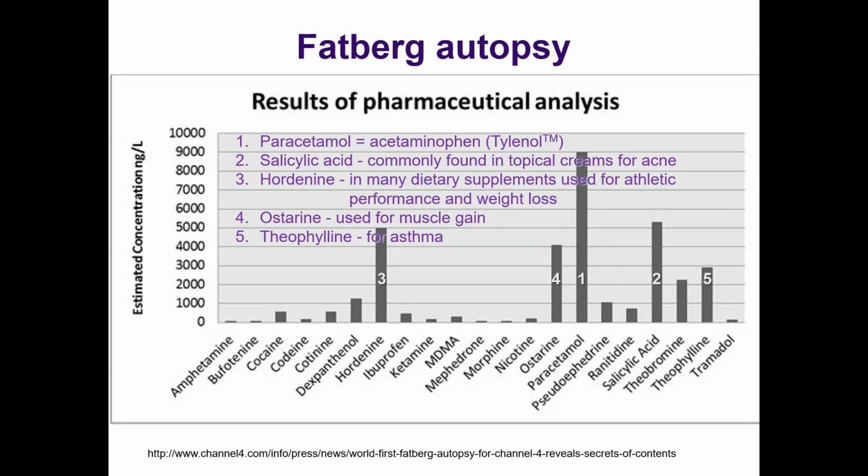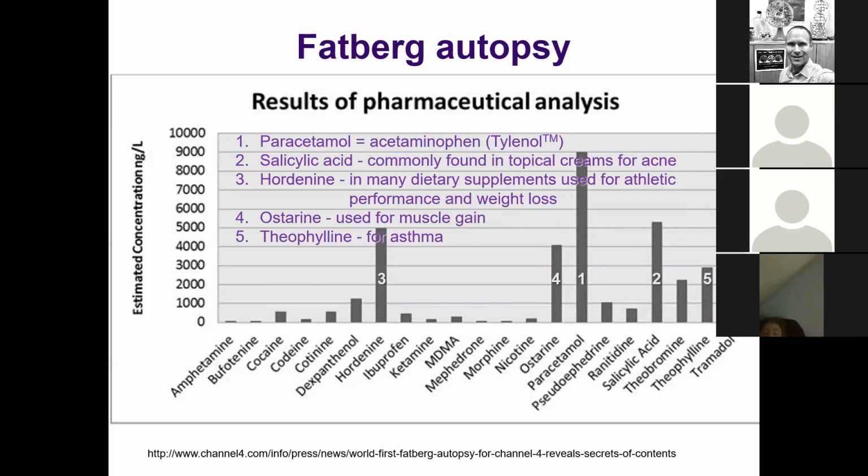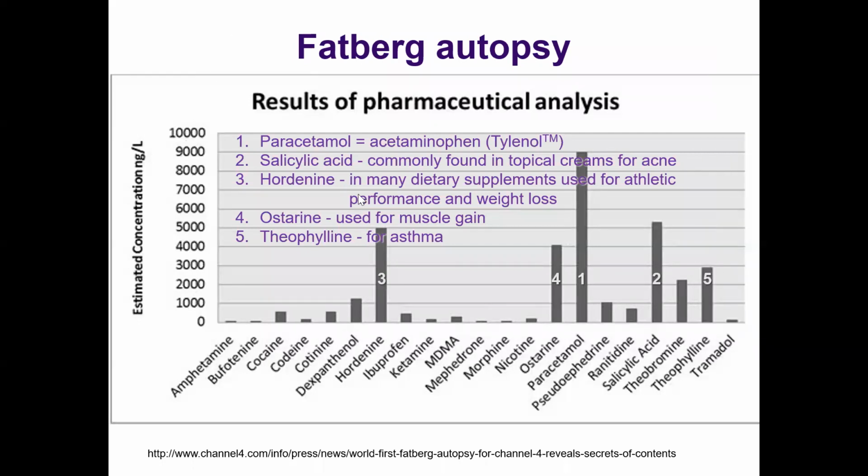Number 1 was Tylenol. So, I mean, how many people have taken a Tylenol today, right? Pretty common drug for people to take. You can see also other products there, so salicylic acid, which is apparently found in creams for acne. Dietary supplements, I'm not familiar with Osterin, but apparently used for muscle gain, and of course asthma medication as well. This doesn't necessarily reflect the most common medications. Some things break down a lot quicker than others. I didn't realize Tylenol was so stable.